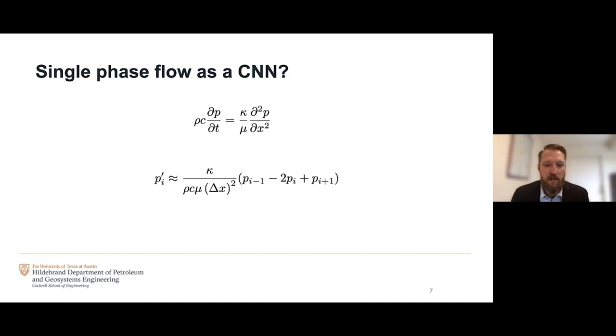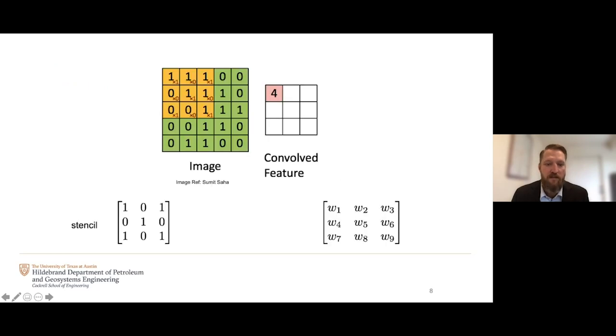But let's look at a convolutional neural network. If you're not familiar with it, I have an example here that I borrowed from this reference on the web. Convolutional neural networks are often used in image recognition. What you do is you convolve this stencil over an image. In this case, the image is just represented by ones and zeros, and the stencil is also represented by ones and zeros.